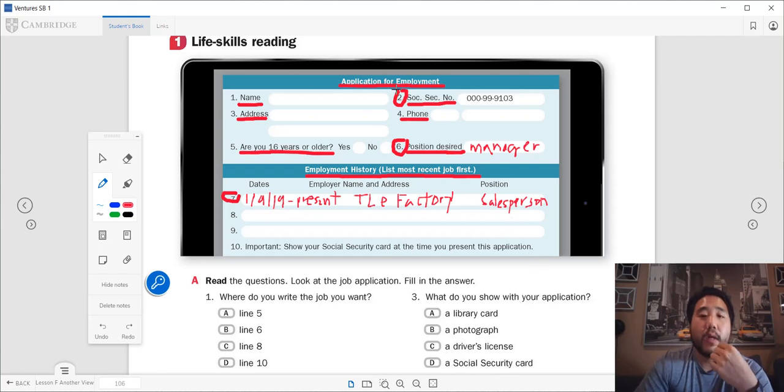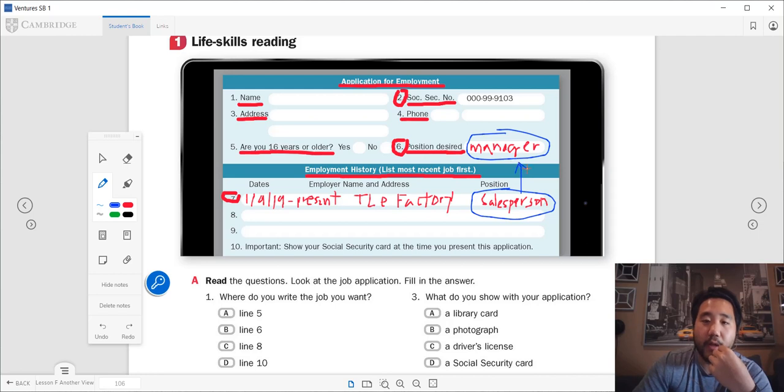But now I'm filing an application for employment because I want a new job. At a new job, I want to be a manager. That's what I'm going for. So this is what I am right now, and this is what I want to be. That's why I am filling out this application.